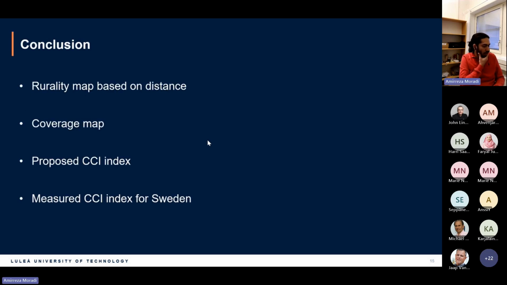And in conclusion, we introduced a method to create a rurality map based on distance. Then we discussed how to create a coverage map. Then we proposed the CCI index. And lastly, we used Sweden as an example to measure the CCI index.